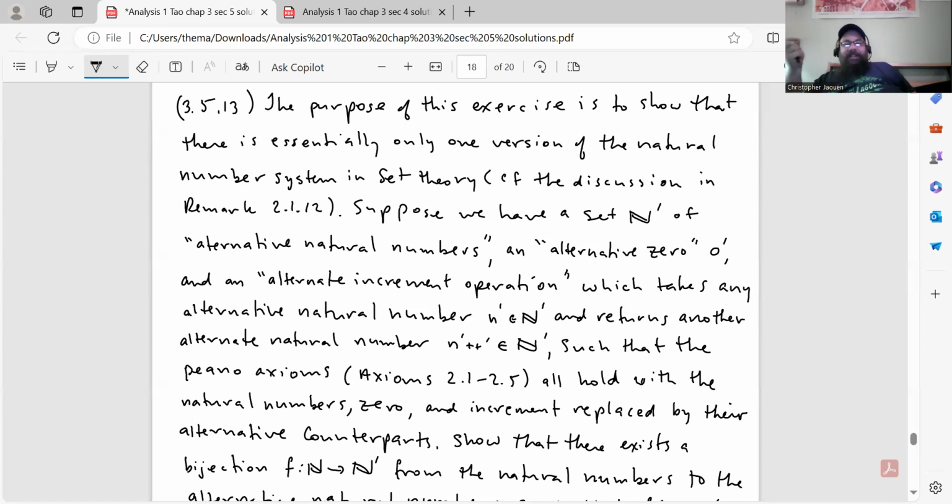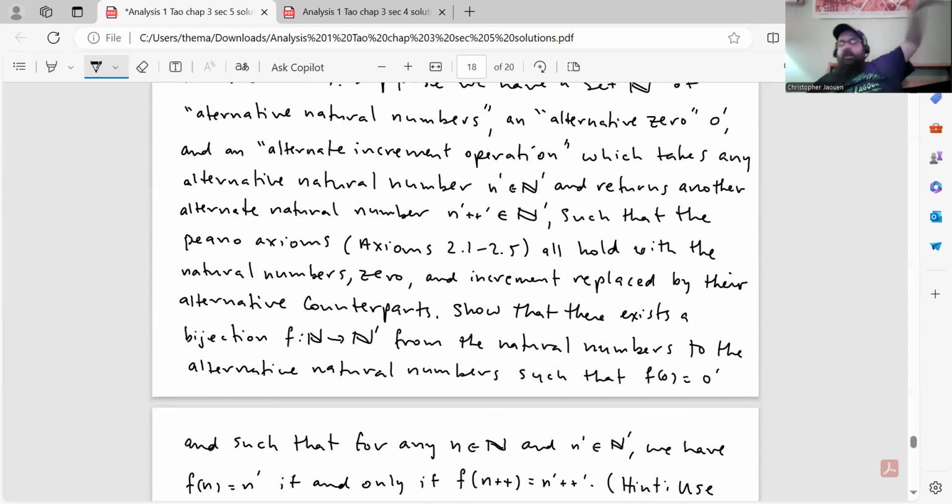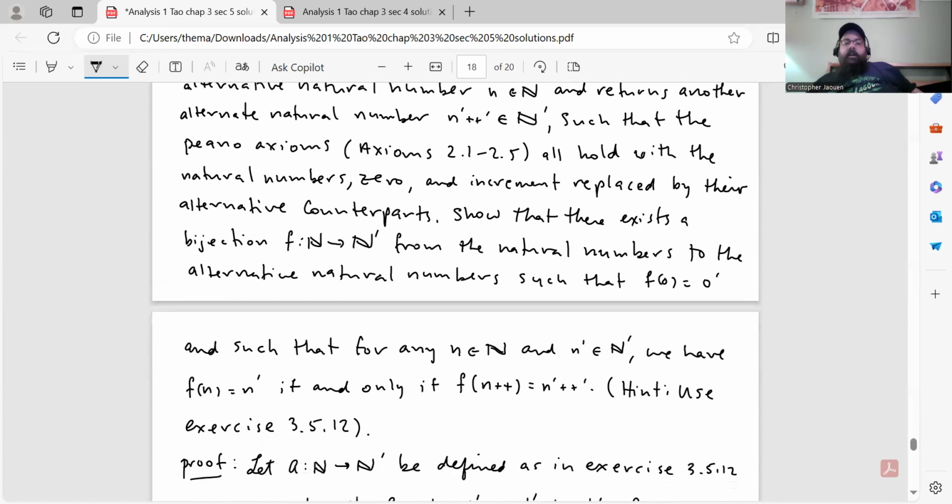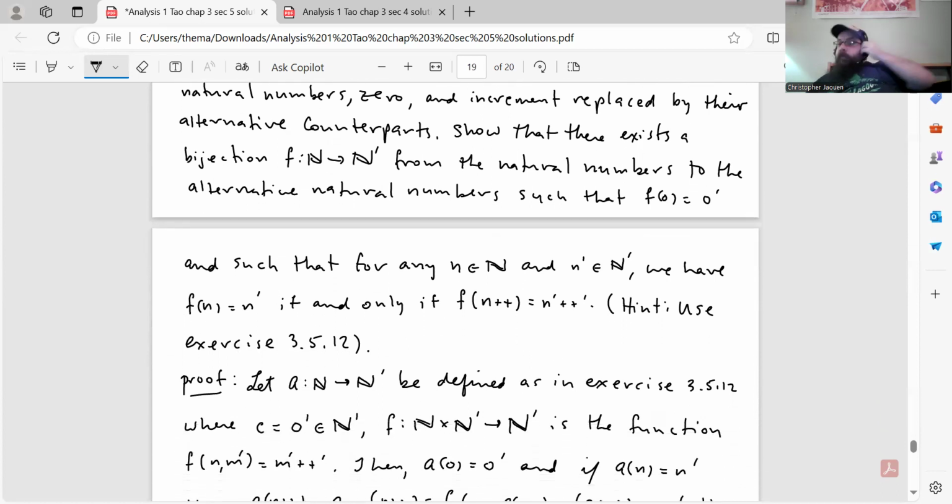in N prime, such that the Peano axioms, which are axioms 2.1 to 2.5, which we did a long time ago, all hold with the natural numbers 0 and increment replaced by their alternative counterparts. Show that there exists a bijection f from N to N prime, from the natural numbers to the alternative natural numbers, such that f of 0 equals 0 prime, and such that for any n in N and n prime in N prime, we have f of n equals n prime if and only if f of the successor of little n is equal to the alternate successor of the alternate n prime.